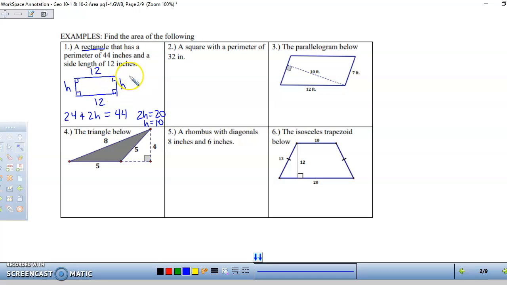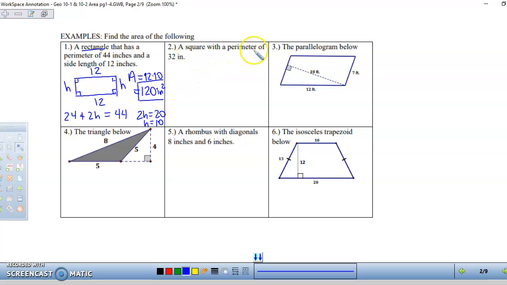So now that I know h is 10, the area is really easy because I have a perpendicular. You just do 12 times 10. Okay, so that's going to be 120, and then this is inches squared. Okay, area is always in square inches.